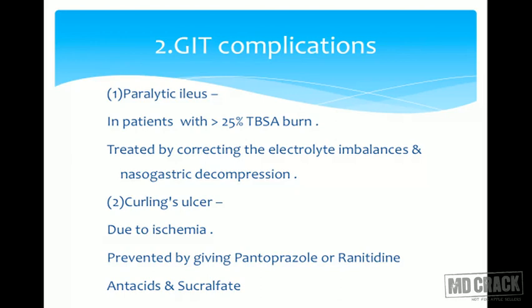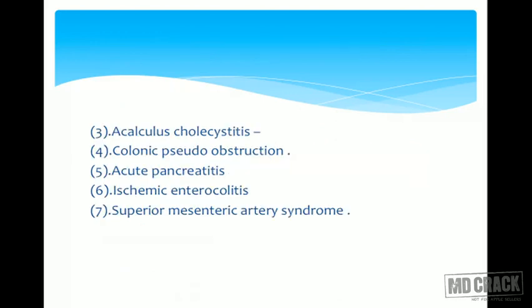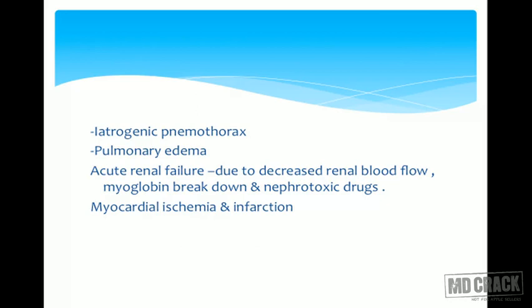They are prevented by giving pantoprazole or ranitidine along with antacids and sucralfate. Next, other complications are acalculous cholecystitis, colonic pseudo-obstruction, acute pancreatitis, ischemic enteritis, and superior mesenteric artery syndrome. Iatrogenic pneumothorax in the form of central venous line catheter insertion can be there. Pulmonary edema is seen where overfluid replacement is done.